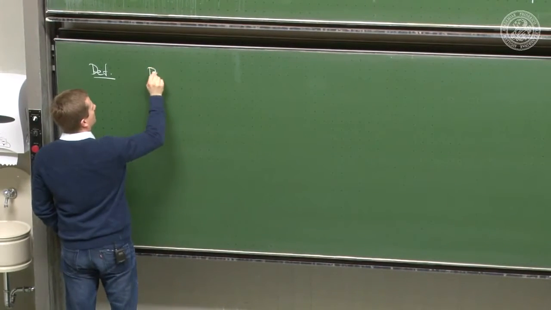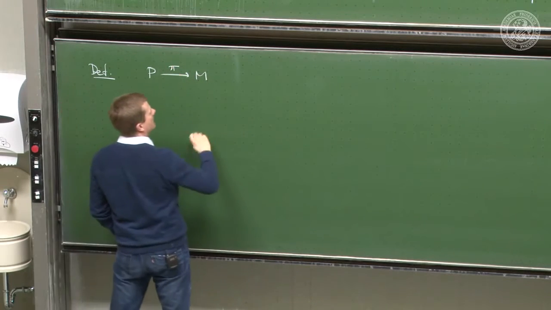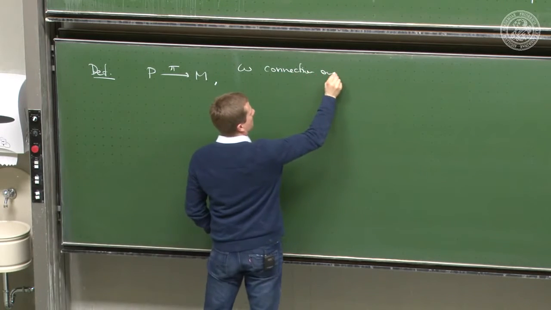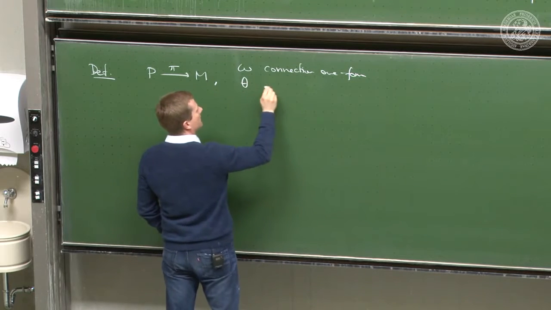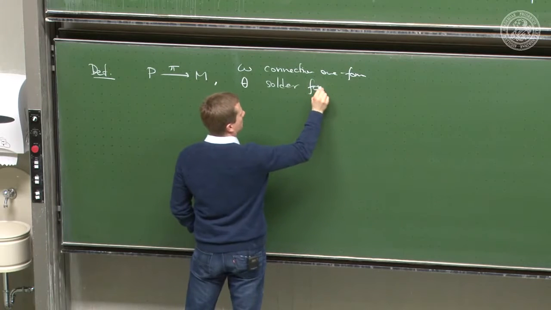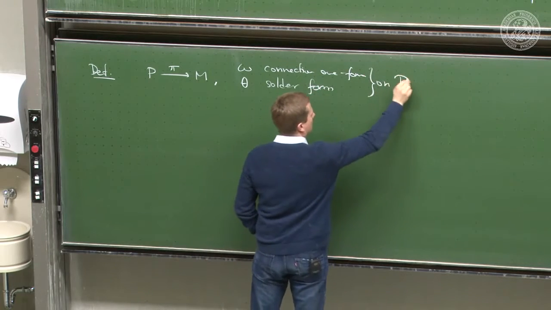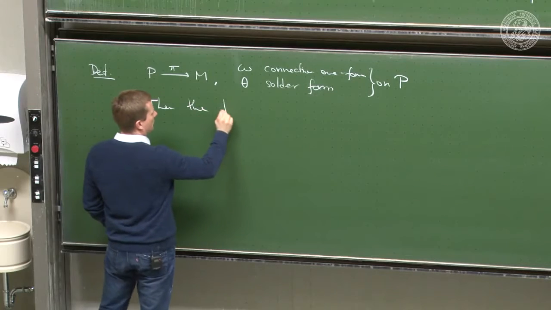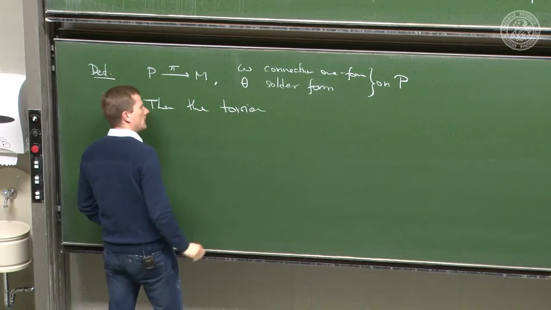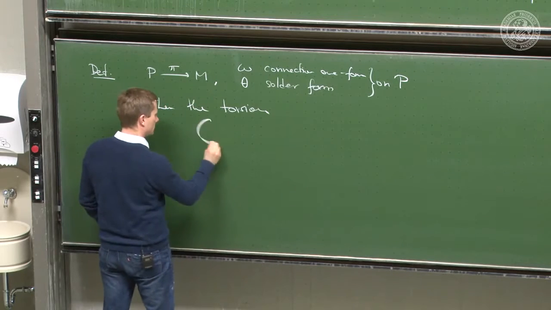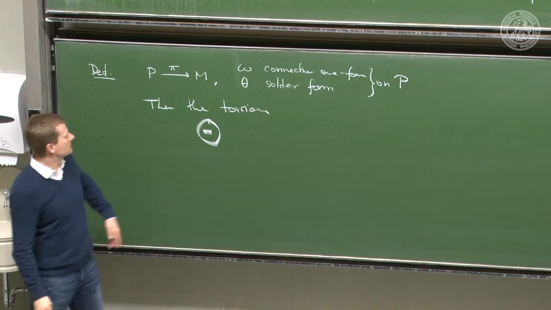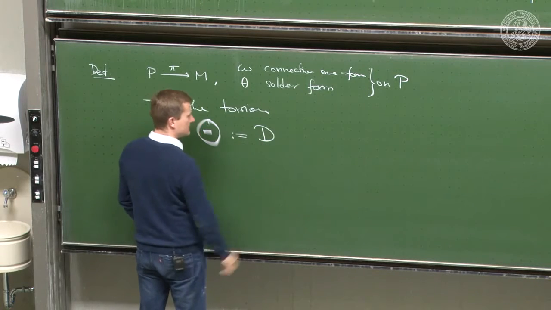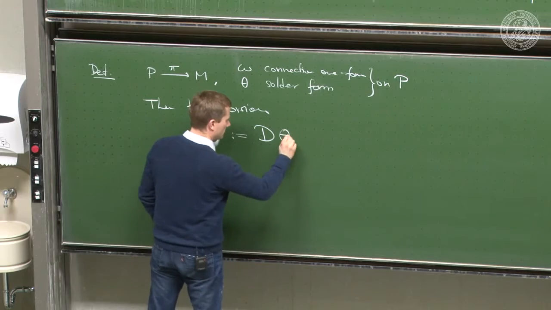If π: P → M is a principal G bundle, and ω is a connection 1-form, and θ is a solder form, again on the total space P, then the torsion, capital Θ, is the exterior covariant derivative of the solder form.